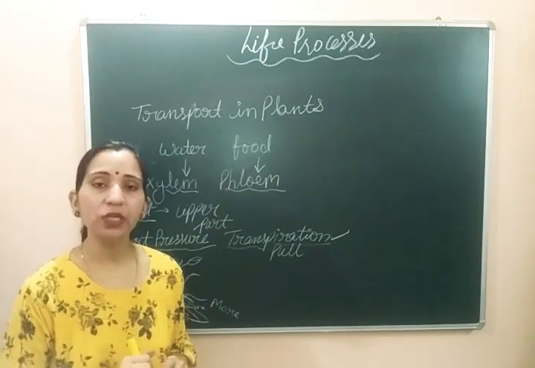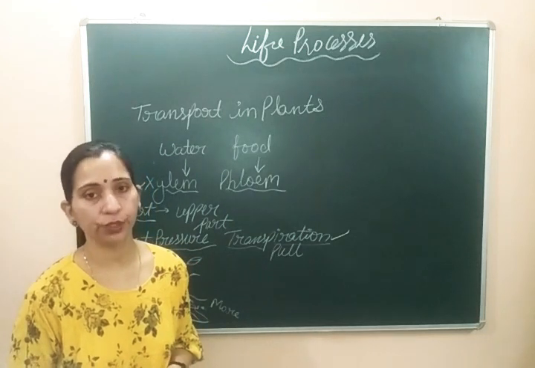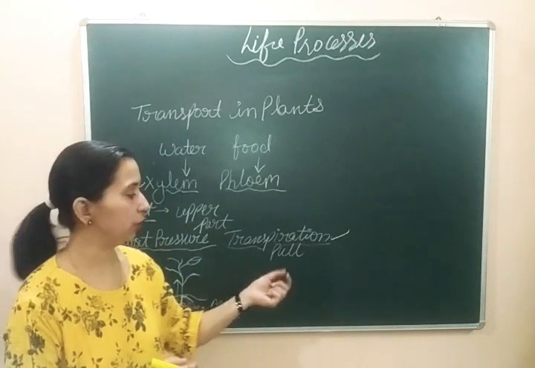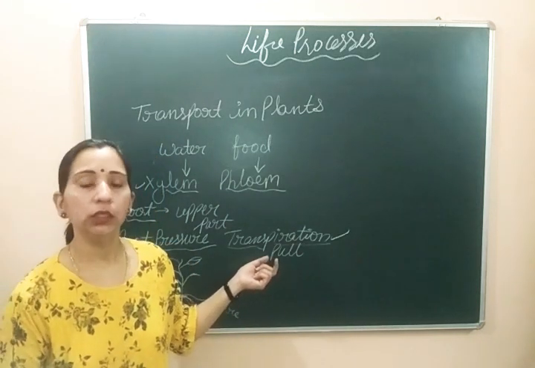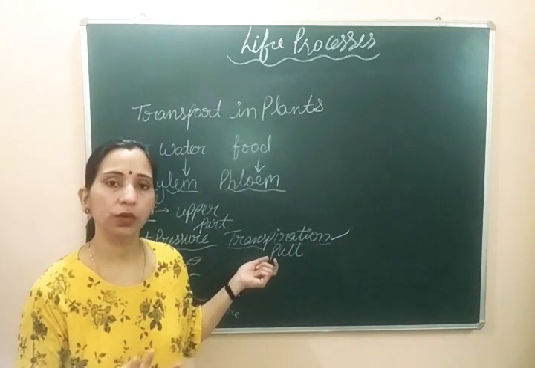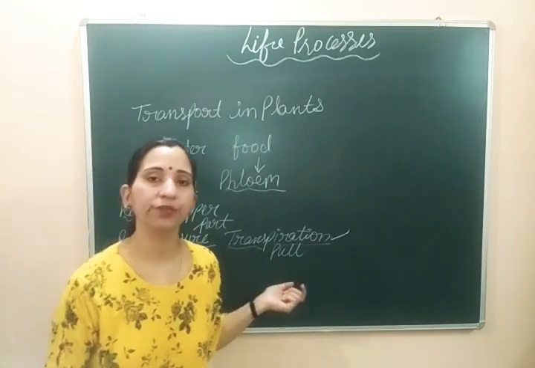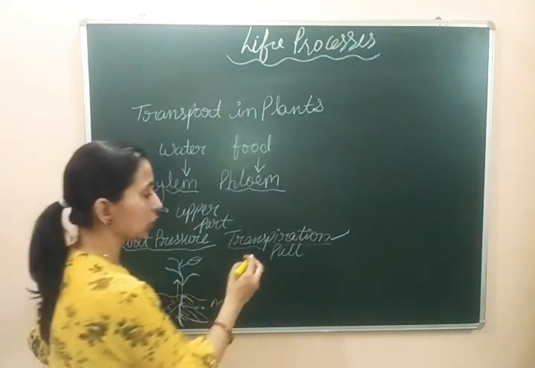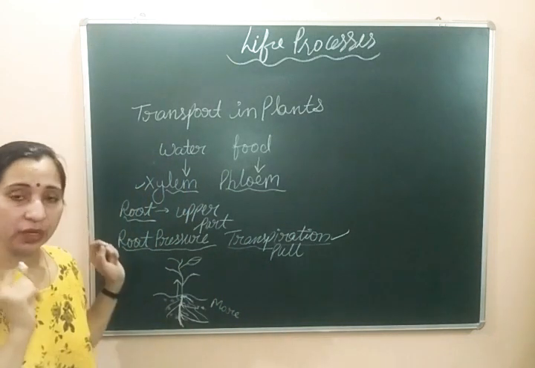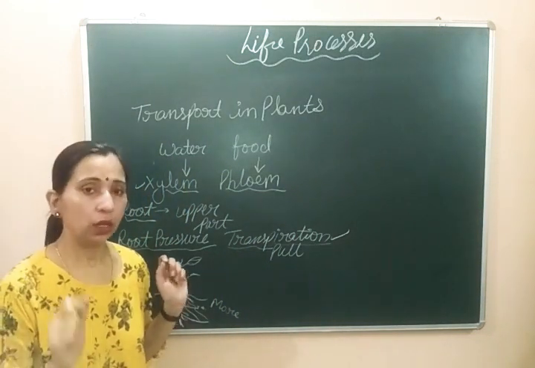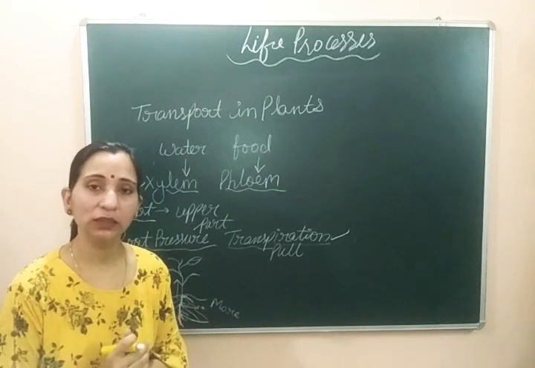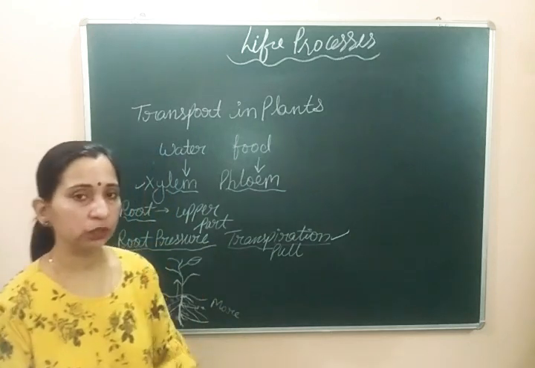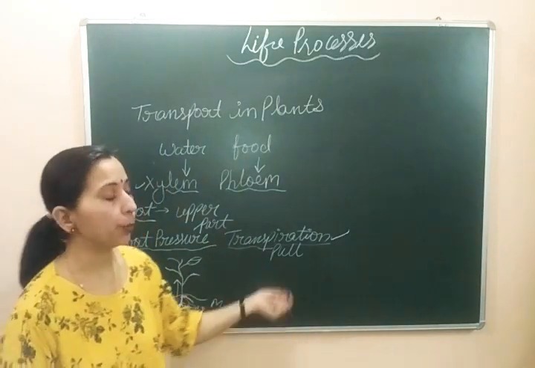What is transpiration? Transpiration is the removal of excess water from the aerial parts of the plant. It could be leaves, stems, flowers, anything. The release of the excess water in plants into the air in the form of vapors is known as transpiration. You all know this. When plants release water through the stomata in the form of vapors, at that time they create a pull, and that pull sucks the water through the roots to the upper part of the plant.